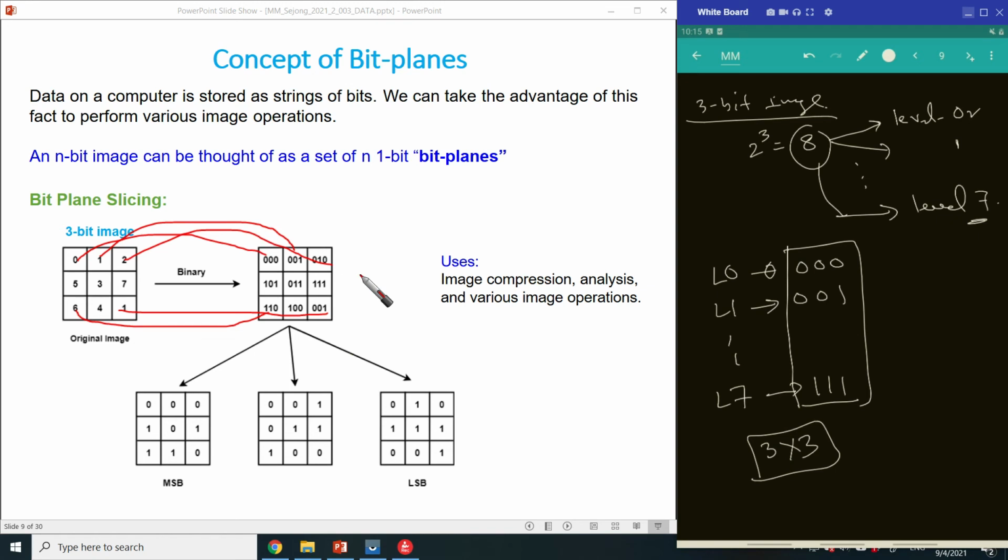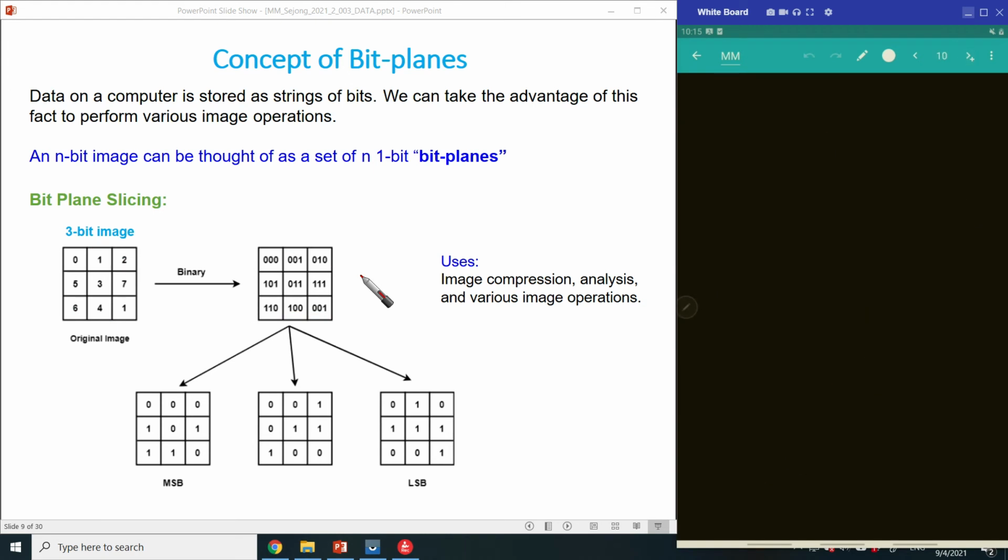Now the very interesting fact is, we will see this image. This is definitely a 3-bit image. This 3-bit image can be thought of as n bits, so if it is 3, then n is 3. So a 3-bit image can be divided into three 1-bit images. That's what we mean. So how does that work? For example, let's take the very first image. How do we consider it? Just take the very first bit.